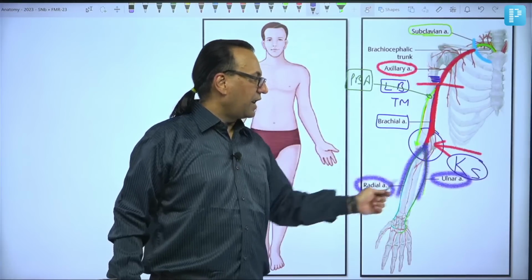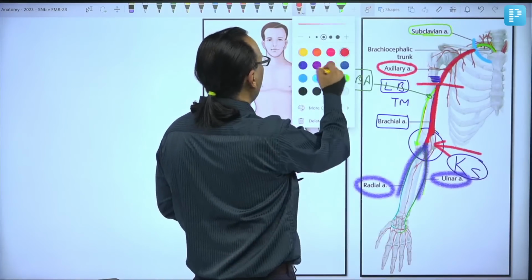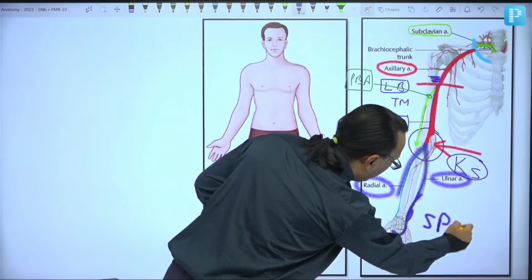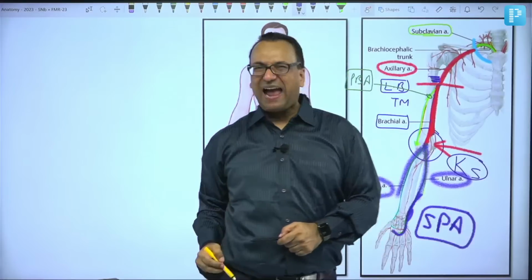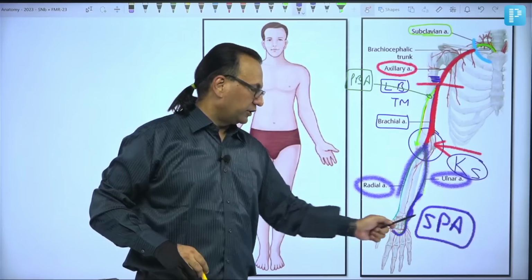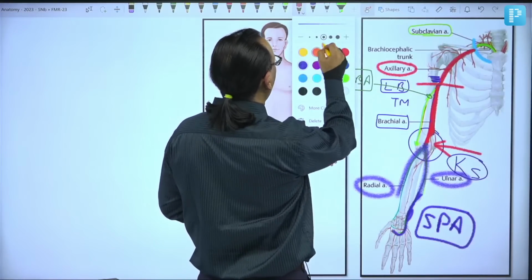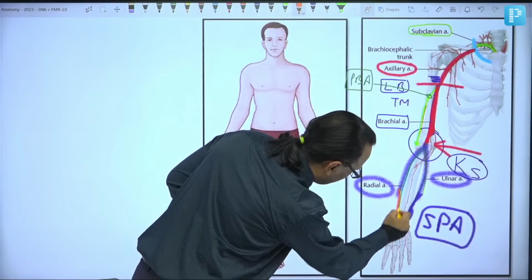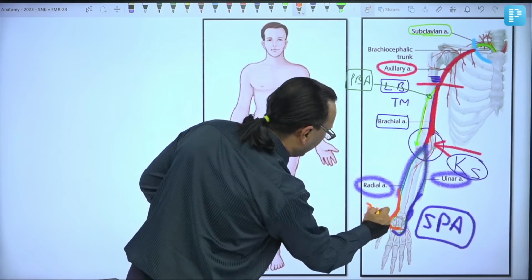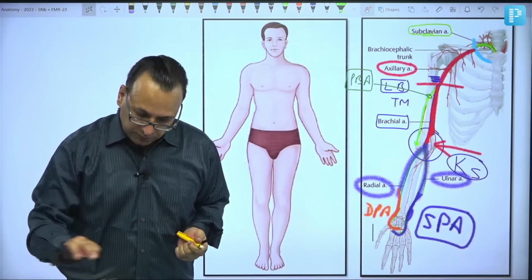So what will the ulnar artery do when it enters the palm? When the ulnar artery enters the palm, it will form the superficial palmar arch to supply the palm and hand. And what will the radial artery form? The radial artery, when it enters the palm, will form the deep palmar arch, and these two arches in the palm anastomose.